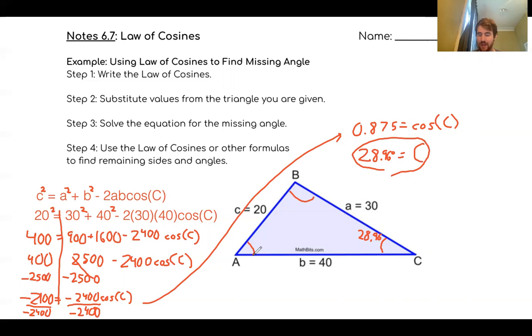Now, if you want to, you could go through this process again to find the missing angle B or the missing angle A. Once you've found one of them, you can, of course, just add them all up to figure out the last one.